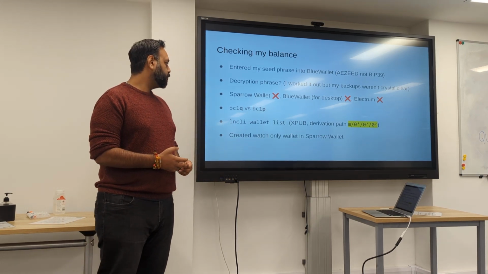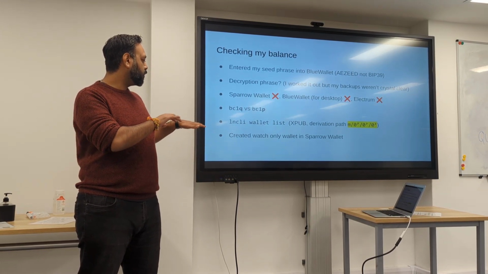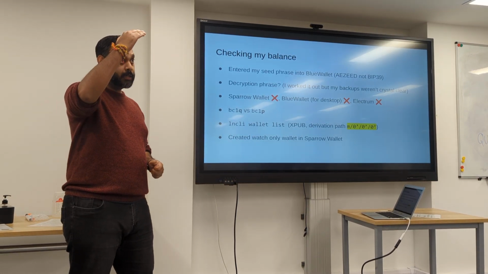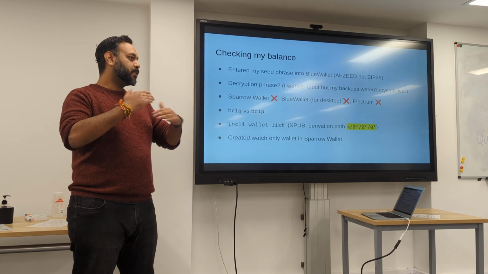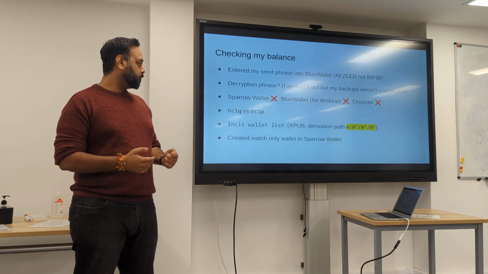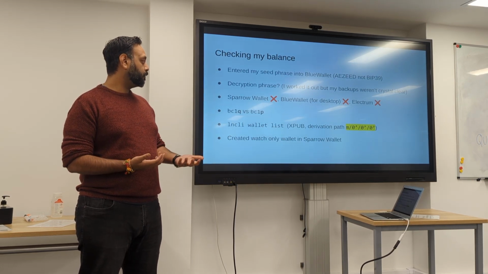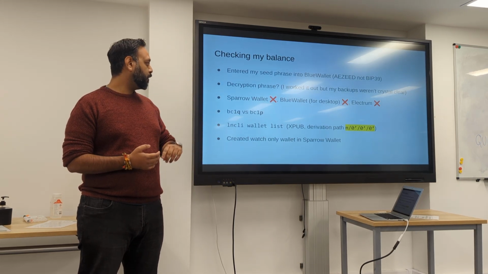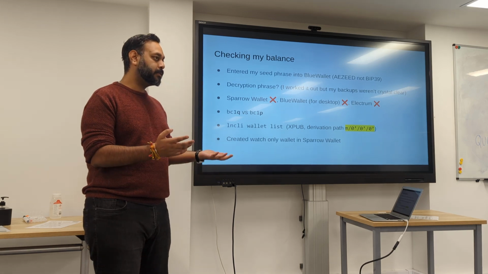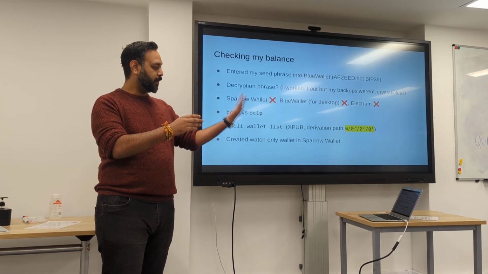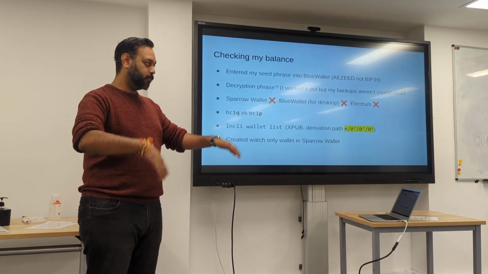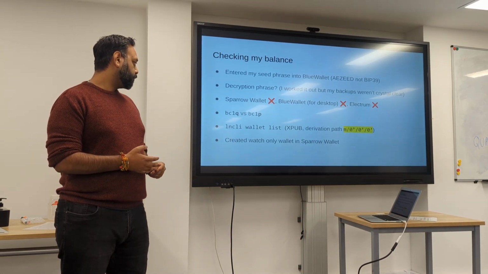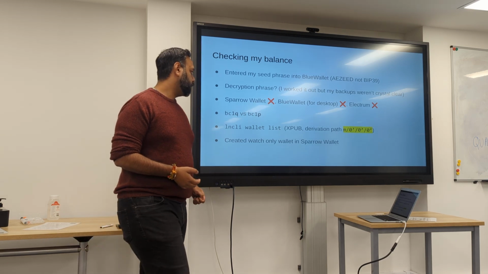The only thing I could find to do was use the command line. I found a command called lncli wallet list, and from there I could see details of the different types of addresses that the node was in control of, and I was able to get the XPub. I could put that into Sparrow Wallet and observe it, and I could see my balance. So at least now I feel kind of nice, like I can see my balance, where things are, and the closing transactions, which is nice. So yeah, I created a watch-only wallet in Sparrow Wallet.